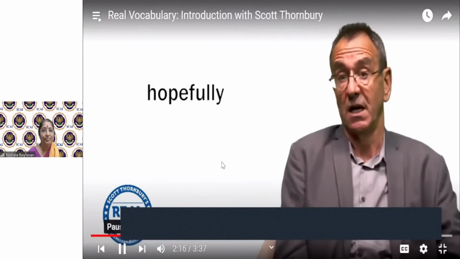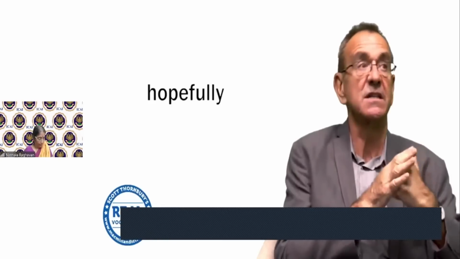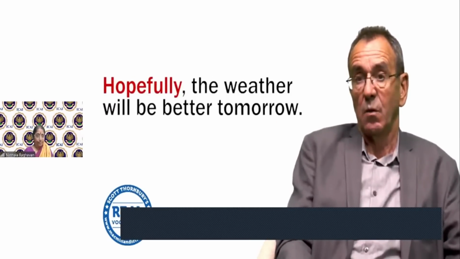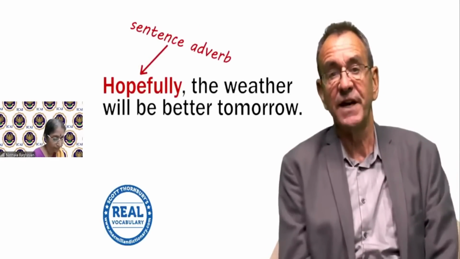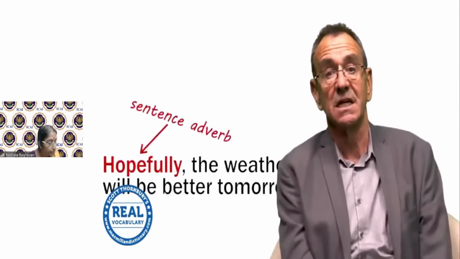A familiar example is the use of the word hopefully when we're talking about what we hope will happen in a sentence like, hopefully the weather will be better tomorrow. We call adverbs like this sentence adverbs because they affect the whole meaning of the complete sentence.